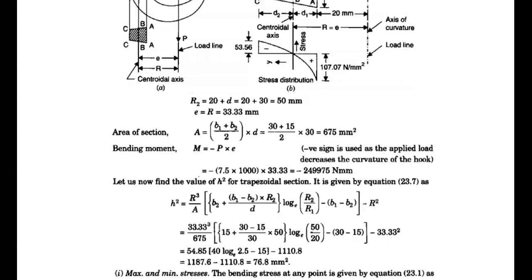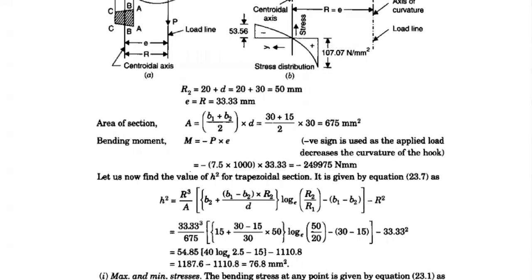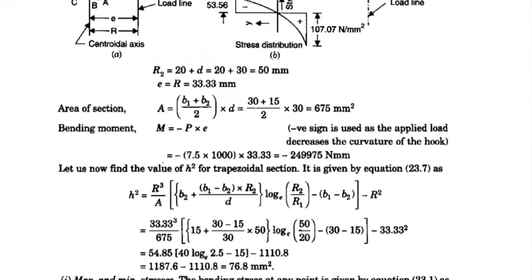Now, what is the h square formula? Please observe the formula on your screen. h square equals r cube by A, times b2 plus (b1 minus b2) into r2 by d, times logarithm to base e of r2 by r1, minus (b1 minus b2), minus r square. So this is the actual formula. I hope everyone is following and has identified that formula. Then only you will be able to solve.